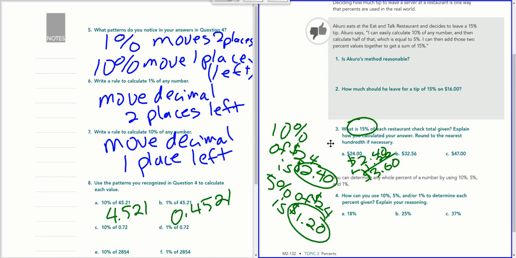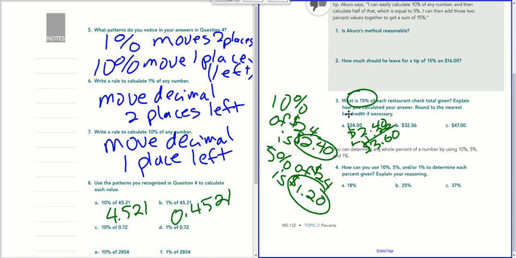So if you scroll down a tiny bit, on question 3: What is 15% of each restaurant check total given? Explain how you calculated your answer and round to the nearest hundredth if necessary. Great question, Eden. So how we did a 15% tip was we found a 10% tip, which is $2.40, and then we split that in half, which is $1.20, and then we added them together over here, and we got a grand total of $3.60. And I think we can move on to the next page.